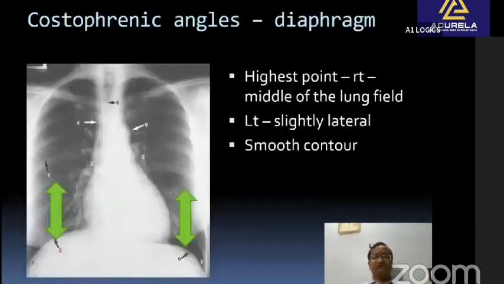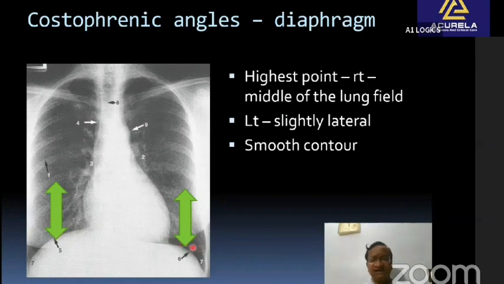Now after seeing the bones, we will come to the costophrenic angles and the diaphragm. This is costophrenic and this is cardiophrenic. This is cardiophrenic and costophrenic. See, this angle is not at all here. The highest point is the middle of the lung field on the right.